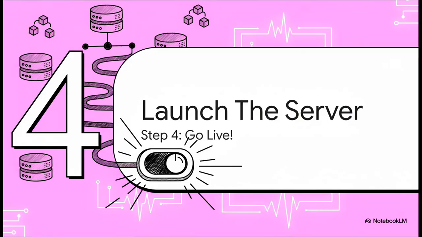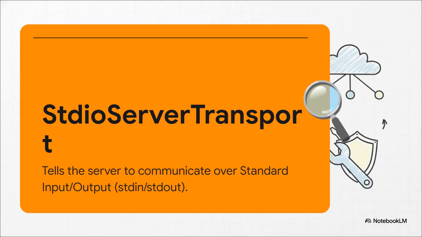Okay, check it out. We've built our workshop, we've crafted our first tool, it's all sitting there ready to go. So what's left? We just need to plug it in and flip the switch to bring it all to life. Now the way we do that is with this thing called the Studio Server Transport. Yeah, I know, it sounds super technical, but its job is actually dead simple. It just tells our server how to talk and listen. Studio, or standard input/output, is basically the most direct way a program can communicate. It's like it's listening for text messages and sending text messages right back.